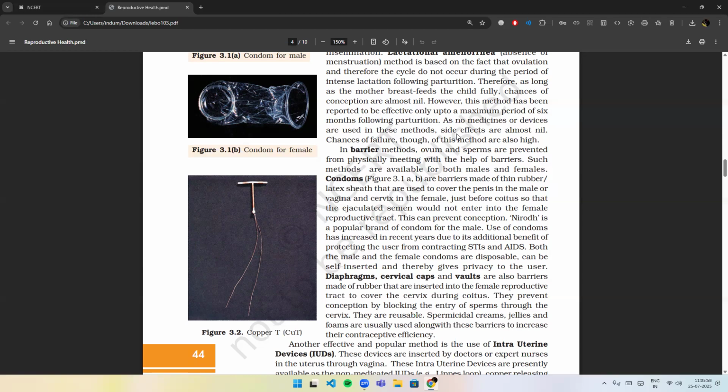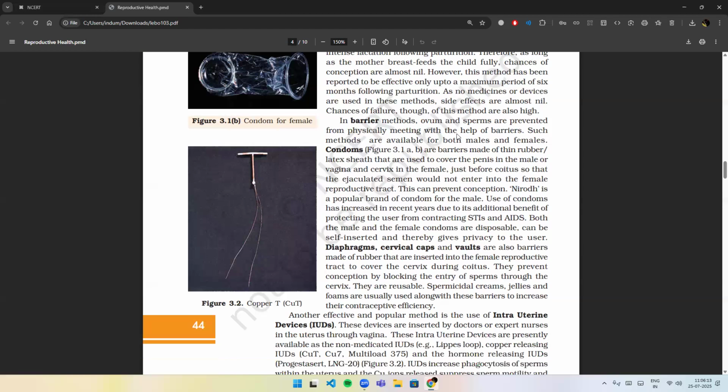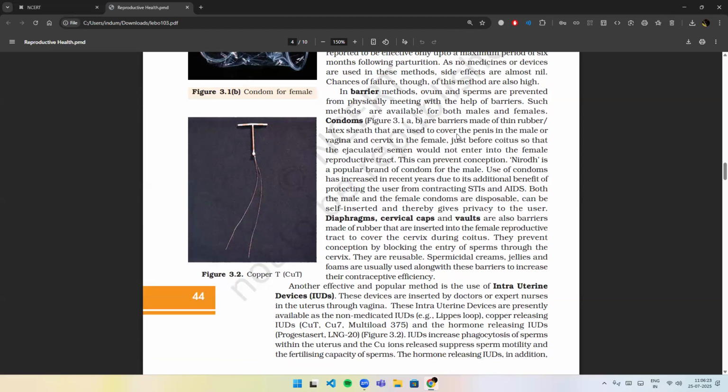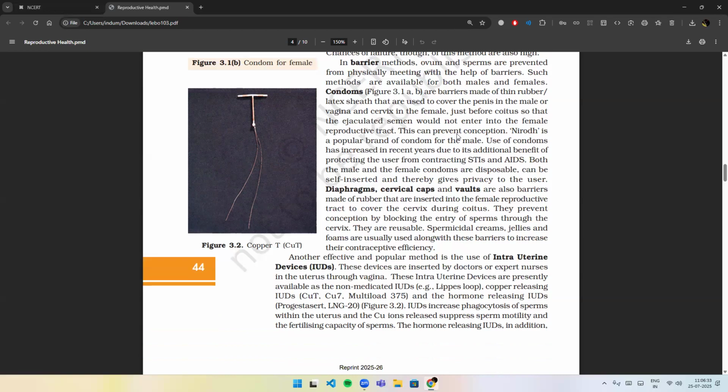Use of condoms has increased in recent years due to its additional benefit of protecting the user from contracting STIs and AIDS. Both the male and the female condoms are disposable, can be self-inserted, and thereby give privacy to the user. Diaphragms, cervical caps, and vaults are also barriers made of rubber that are inserted into the female reproductive tract to cover the cervix during coitus. They prevent conception by blocking the entry of sperms through the cervix. They are reusable. Spermicidal creams, jellies, and foams are usually used along with these barriers to increase their contraceptive efficiency.